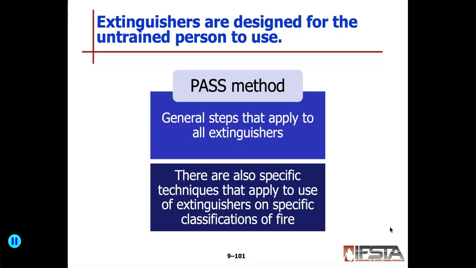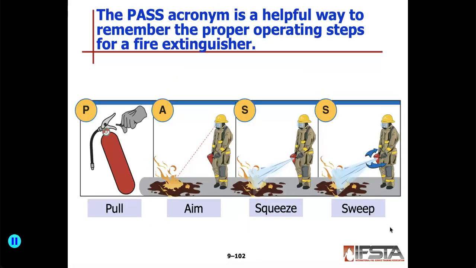The PASS method. This is generally the steps that apply to all extinguishers. There are also specific techniques that apply to the use of extinguishers on specific classifications of fires. So the PASS, that's going to be pull, aim, squeeze, and sweep. You're going to pull the pin, aim the nozzle, squeeze the handle, and then sweep. You want to hit the base of that fire as you're approaching it.